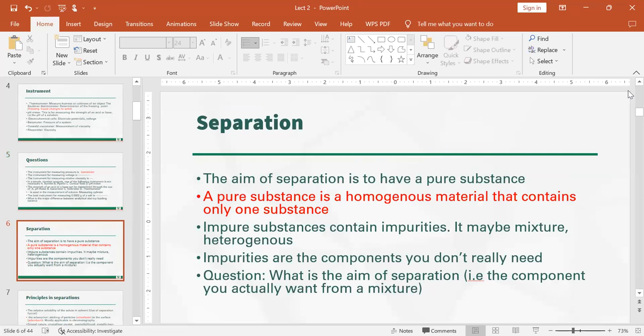A pure substance is a homogeneous material that contains only one substance. That means, for instance, with water, if anything is dissolved in it, it's no longer pure. Impure substances contain impurities. It may be homogeneous or it may be heterogeneous.